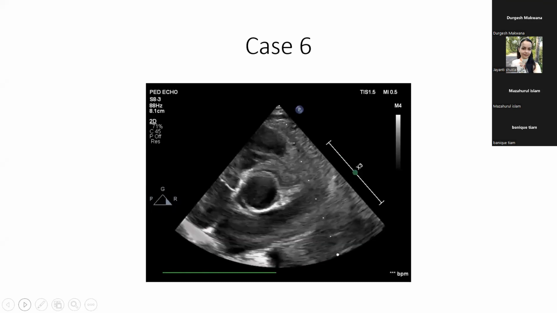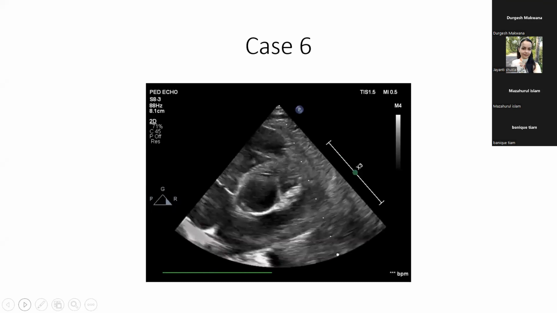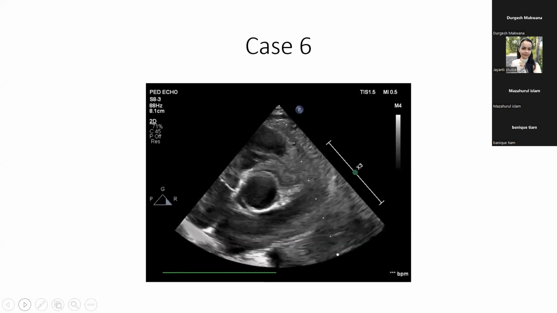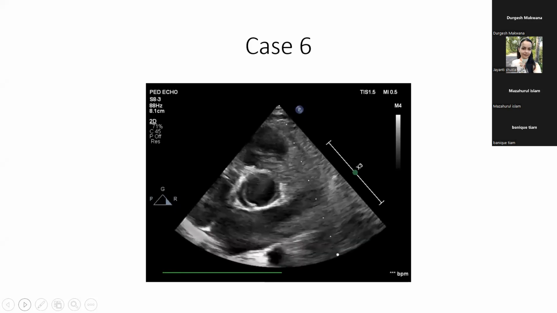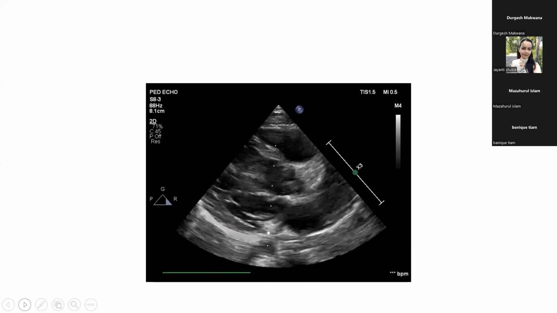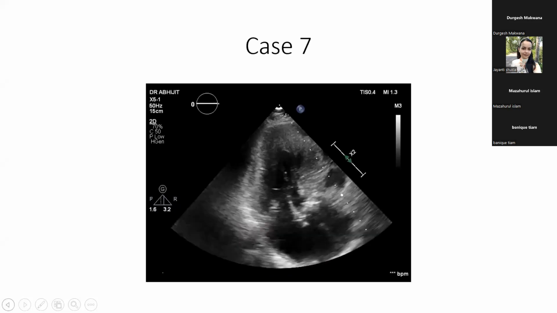This is a patient who has got aortic valve disease. What do you find here? Abhijit, you have shown this case already. Move to next one. This is also done. Yeah, we can see this case.